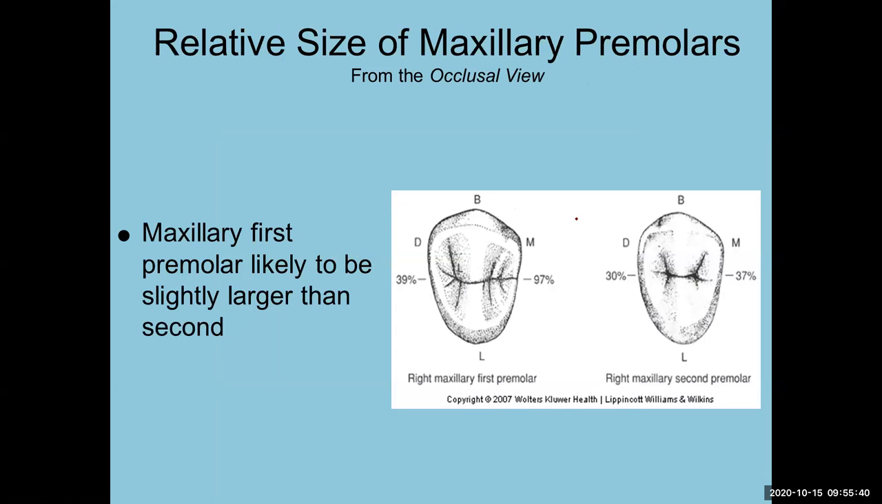First premolar is likely to be larger than the second premolar. Again, I really like the occlusal on this particular textbook. Hint, hint. Unlike your grand book, you can see that there is no groove going over this distal marginal ridge. No groove going over.